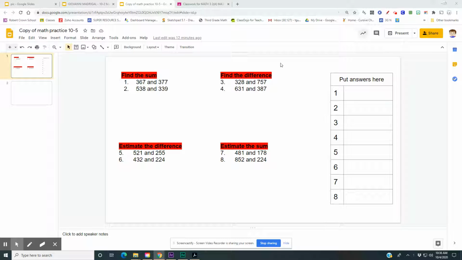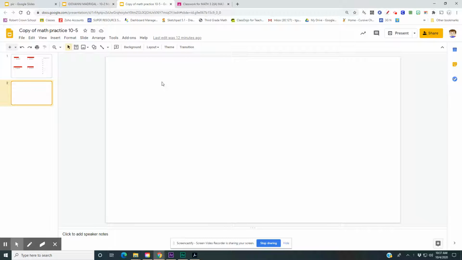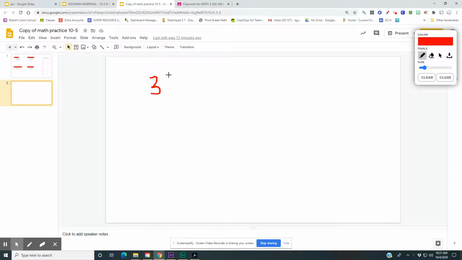Okay, your first step is to read the directions. So this first one says find the sum. And number one, you have 367 and 377. Find the sum. So first, you want to take your piece of paper and you want to write the numbers. You want to make sure you write them the correct way. So I have 367 and I have 377. And it is telling me to find the sum.